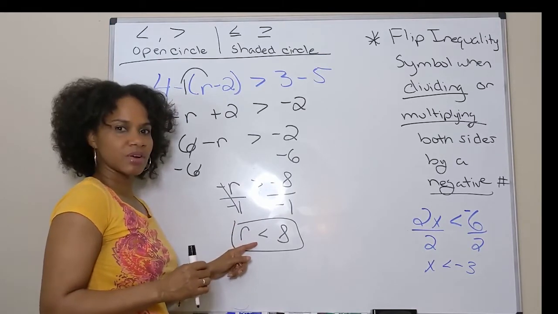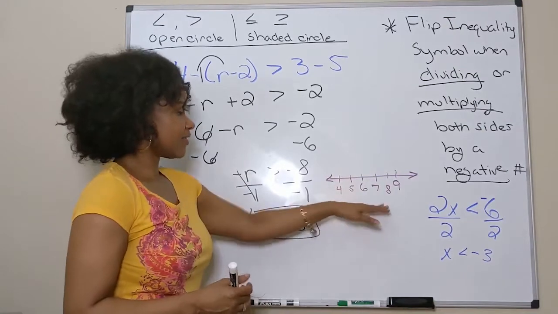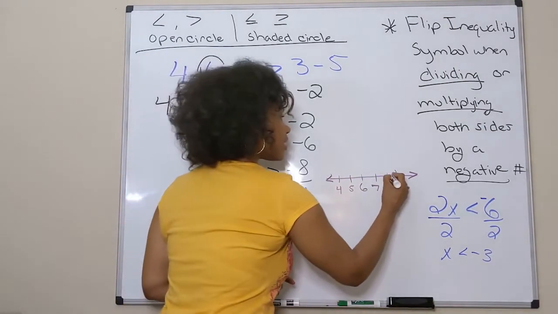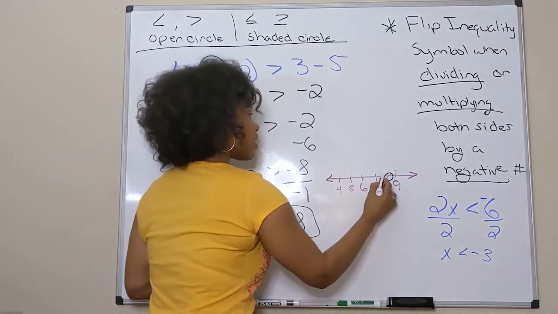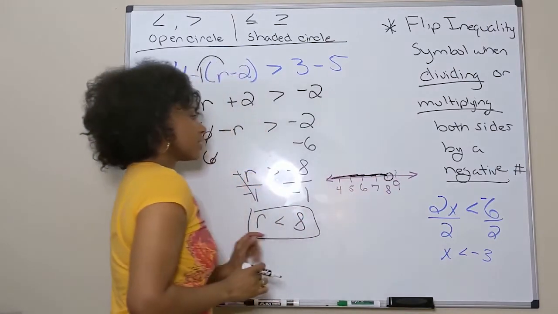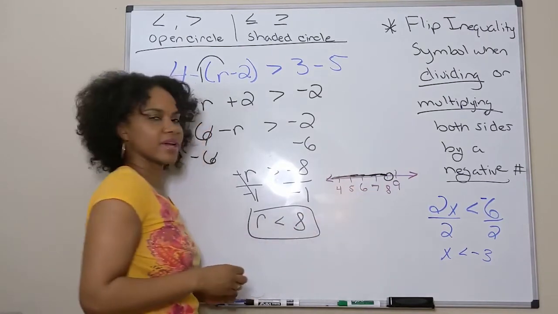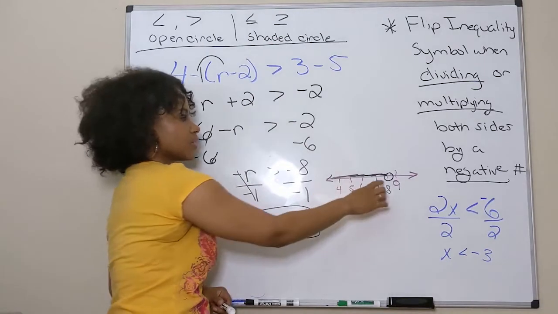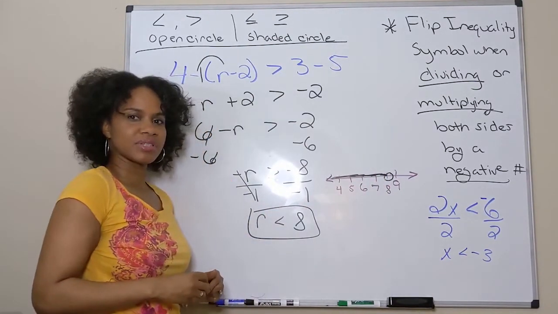So we've solved this inequality, so now let's graph it. All right, so I have a little number line here. r is less than 8. Open circle over 8 on our number line, shading all my values that are less than 8. And so I've solved this inequality and graphed the solutions on a number line. And again, I don't have that equal to sign underneath, so it is an open circle because 8 is not a solution to the inequality.